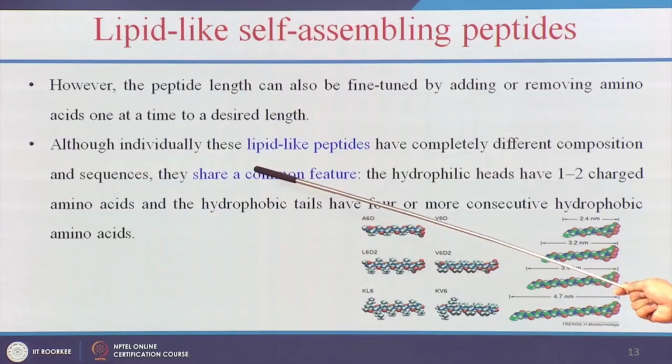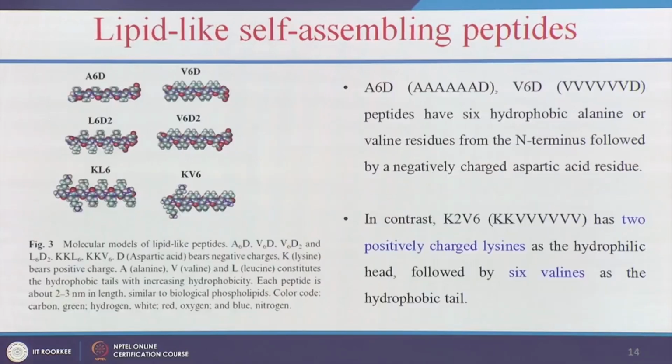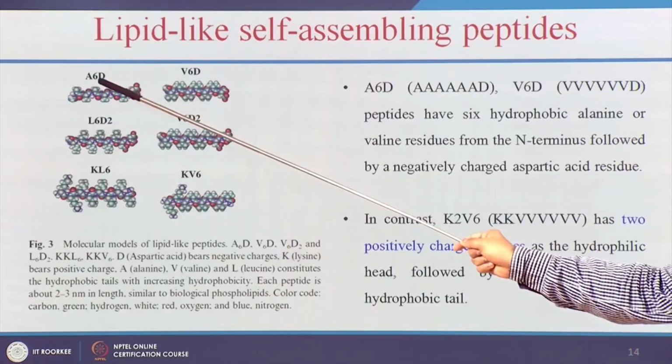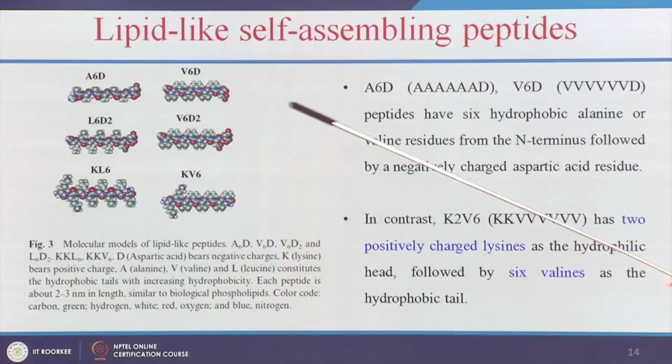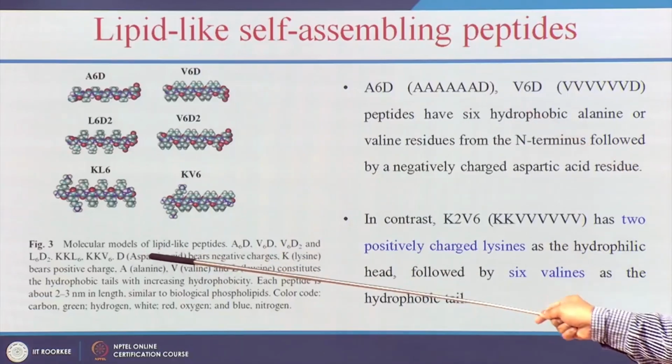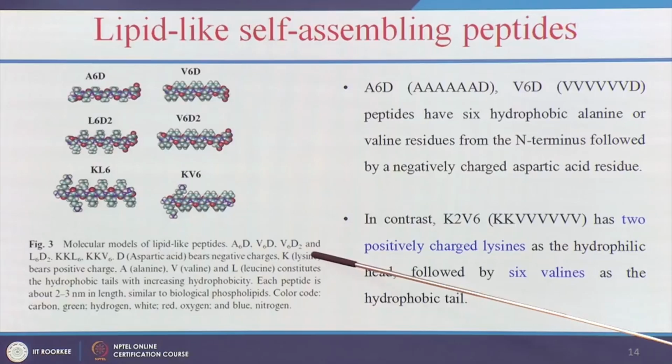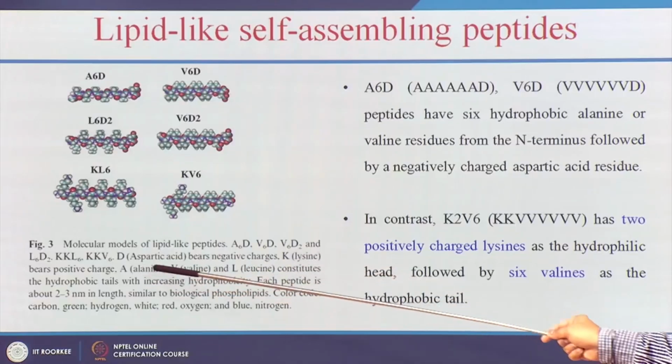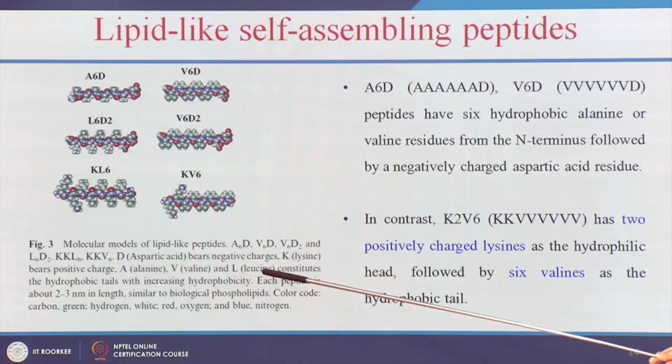So even though these lipids are different, they share this common feature. Let us see some more examples: A6D and V6D. What is A6D? A6D means it has 6 alanine followed by D, and D is aspartic acid. You can see here each letter denotes a particular amino acid; K is for lysine, A is for alanine, V is for valine, and L is for leucine.